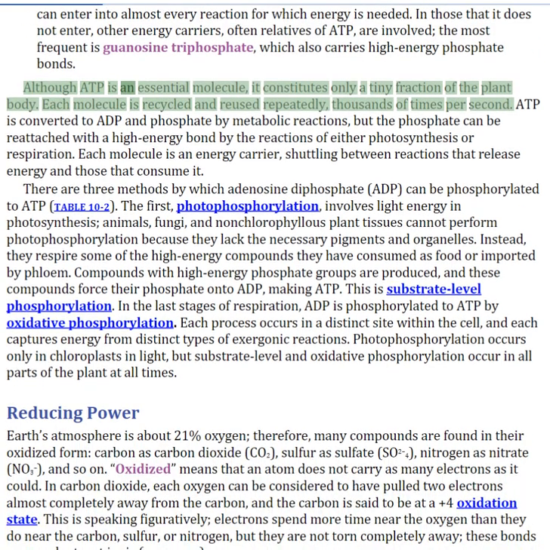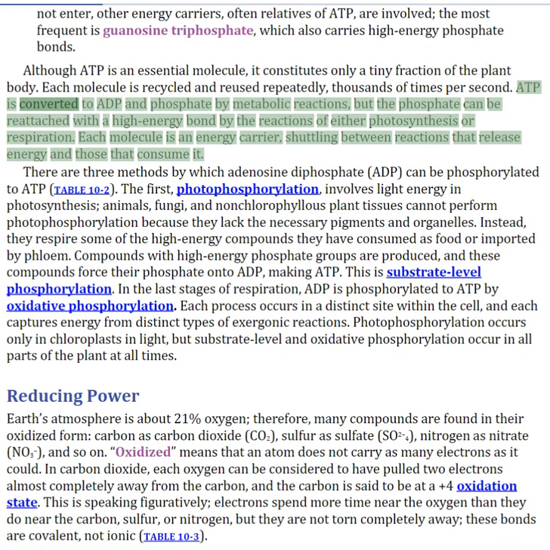Although ATP is an essential molecule, it constitutes only a tiny fraction of the plant body. Each molecule is recycled and reused repeatedly, thousands of times per second. ATP is converted to ADP and phosphate by metabolic reactions, but the phosphate can be reattached with a high-energy bond by the reactions of either photosynthesis or respiration. Each molecule is an energy carrier, shuttling between reactions that release energy and those that consume it.